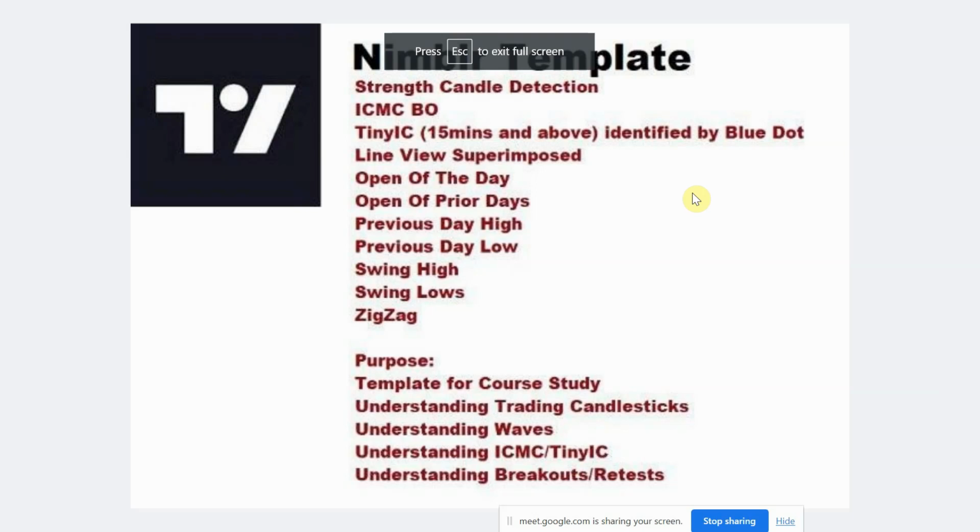So we were talking about the tiny ICs and those are identified by a blue dot. We will be looking into the template very soon, so it will be easy to understand. Then we have the line view superimposed. What it means is while we are looking at the candle view, we also have the line view, which is the waves part, visible on your screen itself. So you don't need to toggle from line charts to candlesticks. It is all included in one, and we can customize it as per our requirement. Colors and everything can be modified.